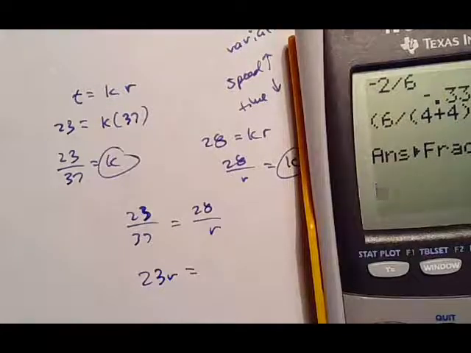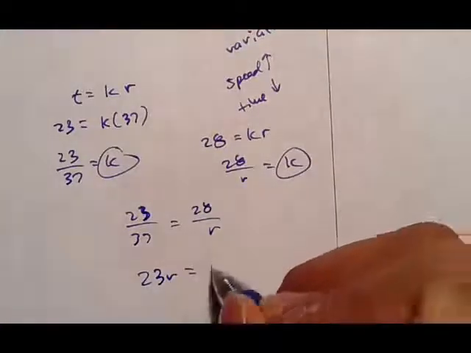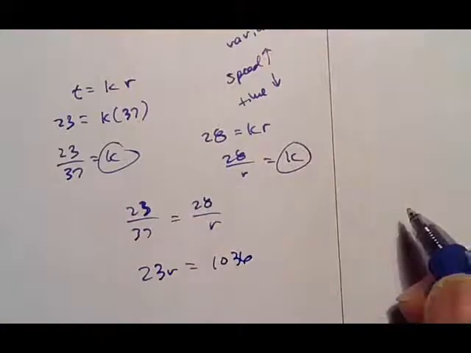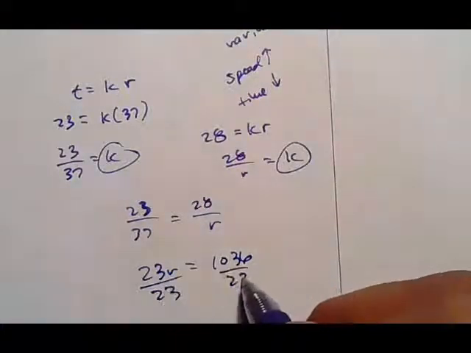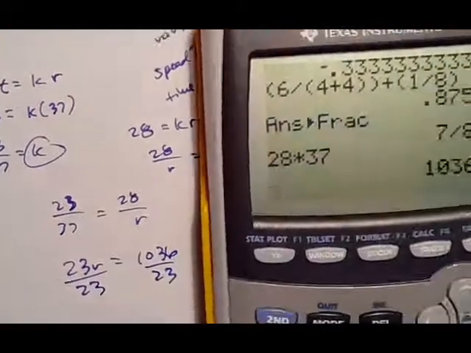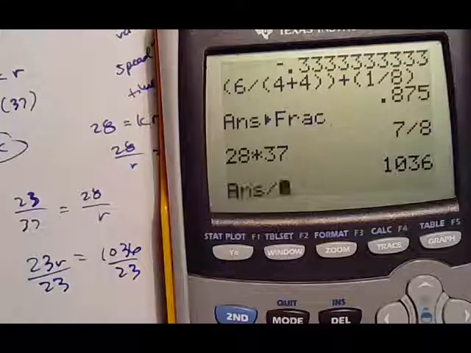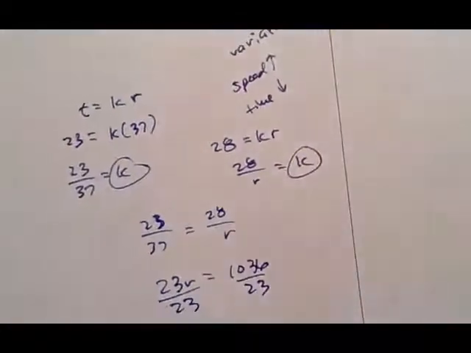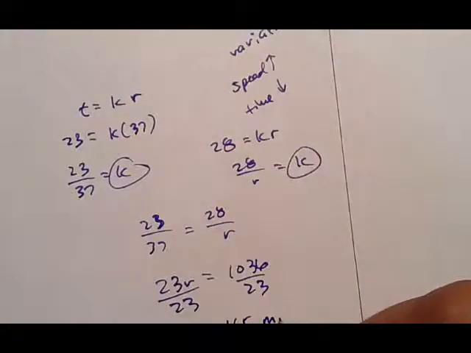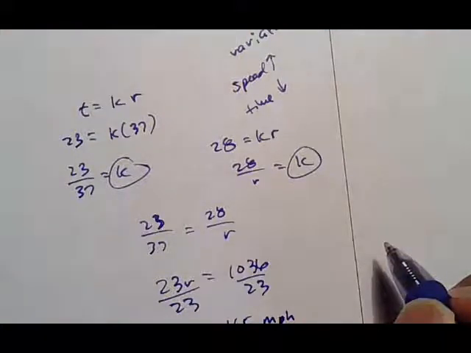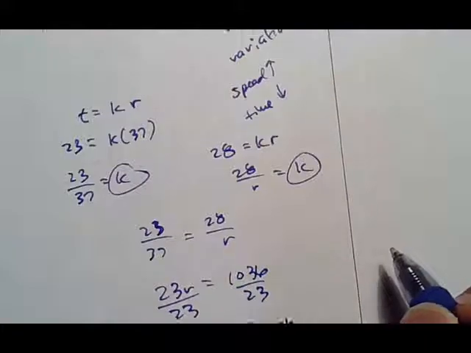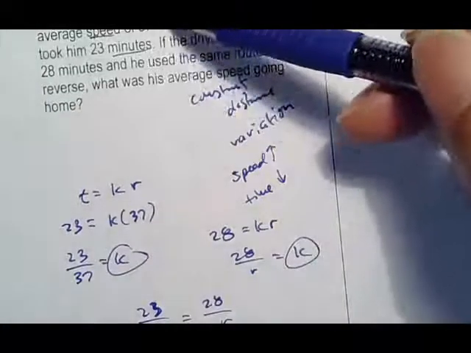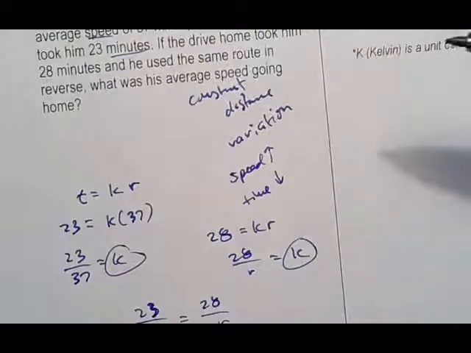I used to know how to do this in my head. I'm ashamed of myself. 1036. And so now you divide by 23 and make sure the answer makes sense. 45. So about 45 minutes. No, 45 miles per hour. That doesn't make sense. 37 miles per hour was 23 minutes. Drive home took 28 minutes.